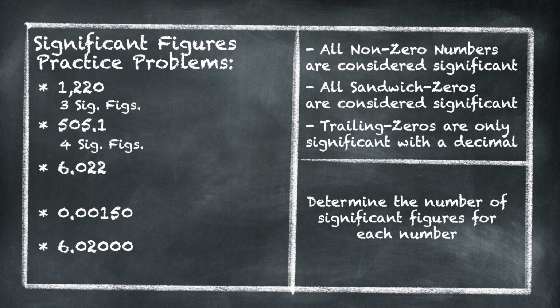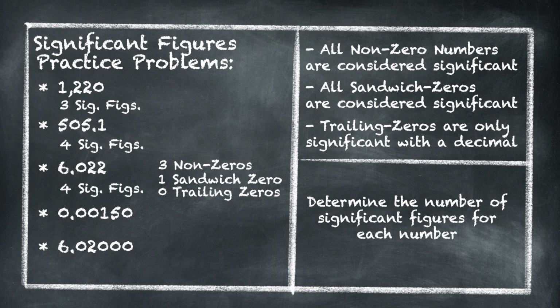Our third one is 6.022. This one has three non-zero numbers, the 6 and the two 2s. We also have a sandwich zero between the 6 and the 2. So we have one of those. We do have a decimal place, but we don't have any trailing zeros or zeros after the last non-zero number. So we just add those together and we get four significant figures again.